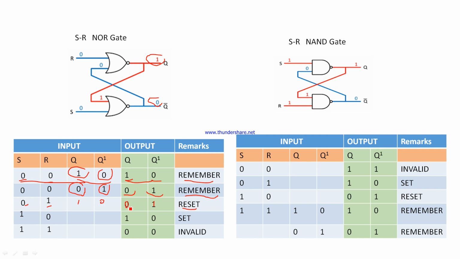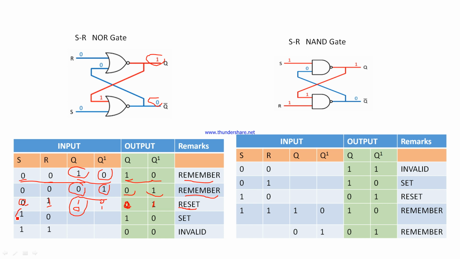Why? Because Q has become 0. Now, if we keep S0 and R1, but in this case, we assume Q to be 0 and Q dash to be 1, again, we'll see we get the same result. Q becomes 0 and Q dash becomes 1, and we call that the reset state. So, whatever the value of Q, the result is always Q becomes 0. That's what we call the reset state.